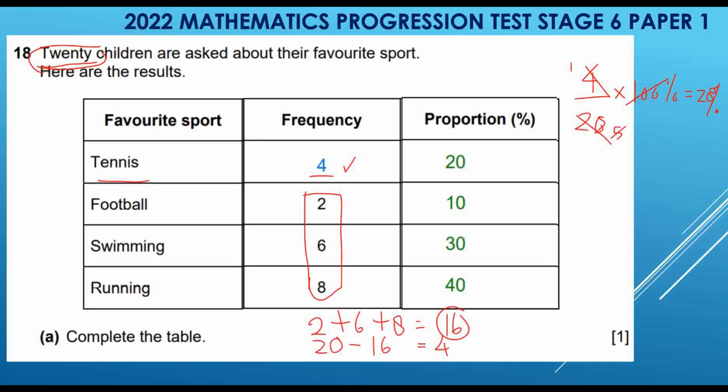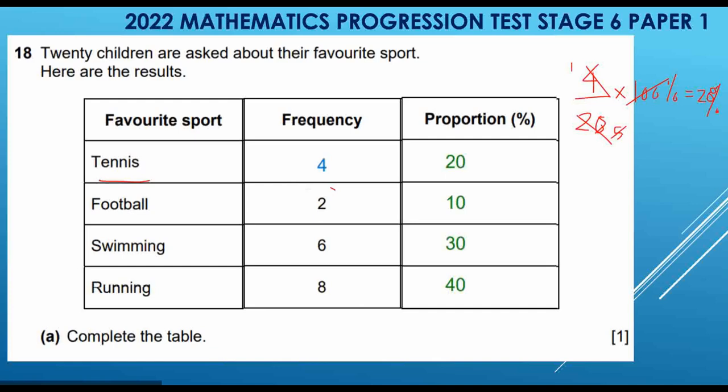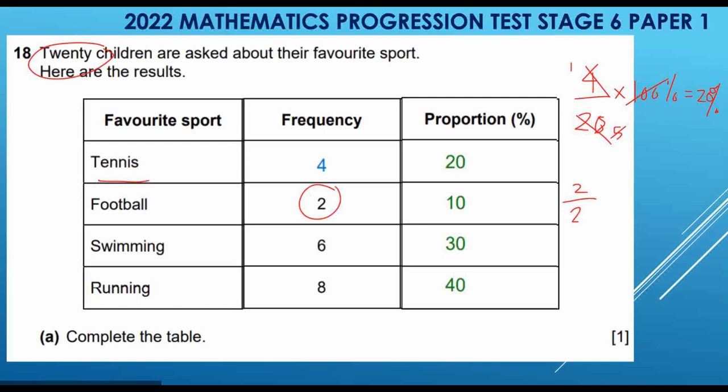The same applies for football. For football is 2, so we count 2 over the total, which is 20, times 100%. Then we simplify 2 and 20 to make 1 and 10. We divide each number by 2. Then 100 divided by 10 is 10%. That's how we got 10%.